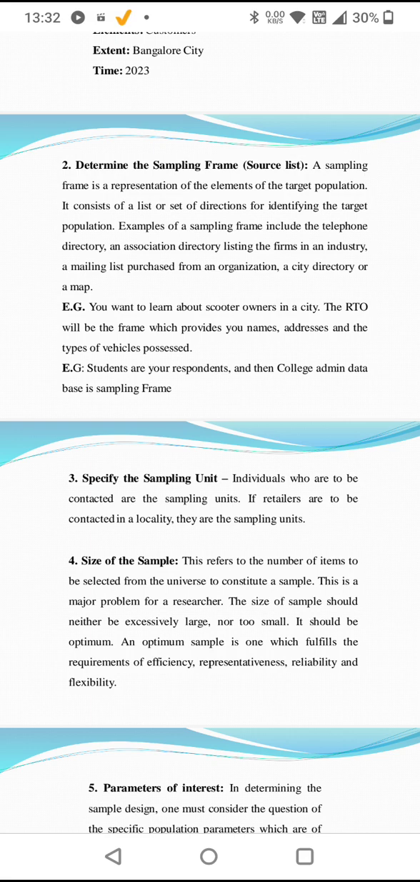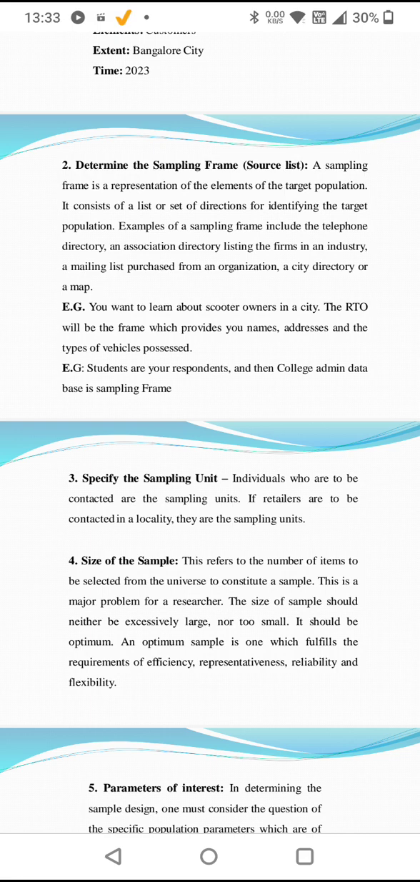The researcher will have to decide one or more of such units that he has to select for his study, and then he can go with the sampling units. For example, if retailers are to be contacted in a locality, they will be the sampling units.